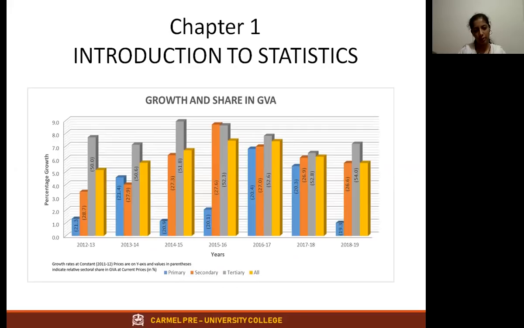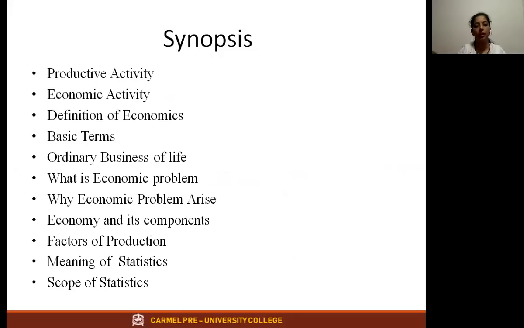So, the few things we are going to study in this chapter are productive activity, economic activity, definition of economics, basic terms, ordinary business of life, what is economic problem, why economic problem arises, economy and its components, factors of production, meaning of statistics, scope of statistics. These are the things we are going to study in this particular chapter.